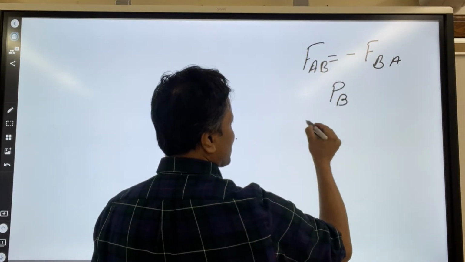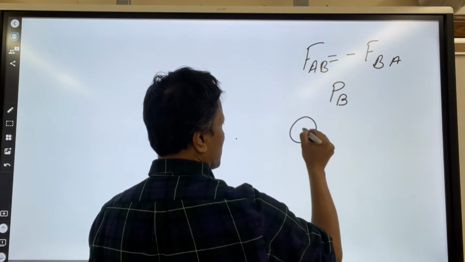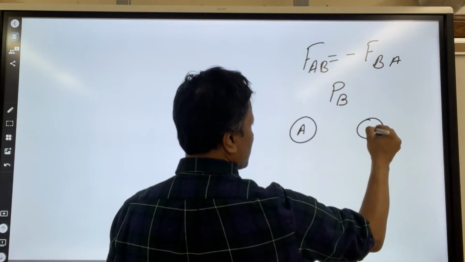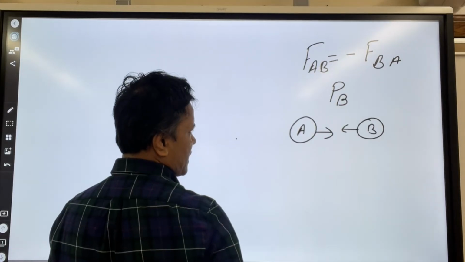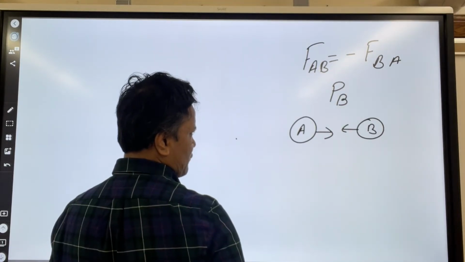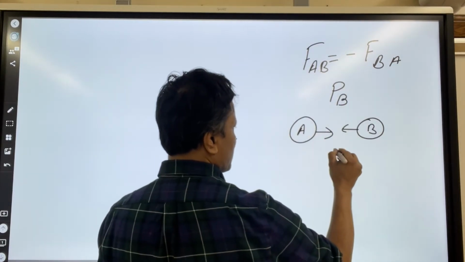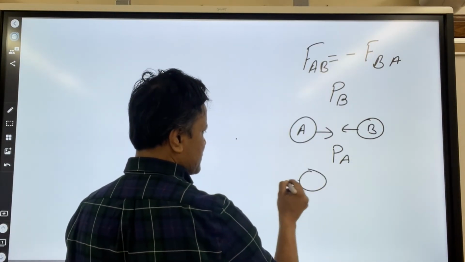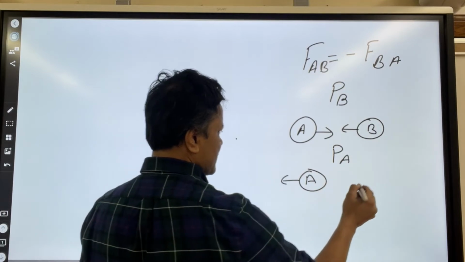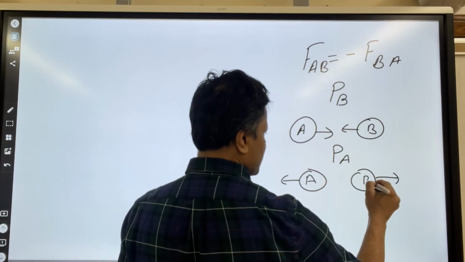Momentum before. We're going to use two objects, a billiard ball A and billiard ball B. Billiard ball A moves toward billiard ball B, and billiard ball B moves toward billiard ball A. This is momentum before. What happened momentum after? After the collision, they change the direction. So now billiard ball A is moving in this direction, billiard ball B moving in this direction, right?